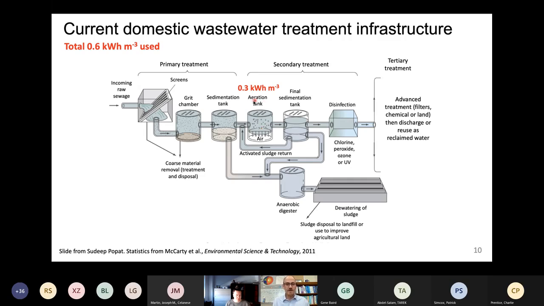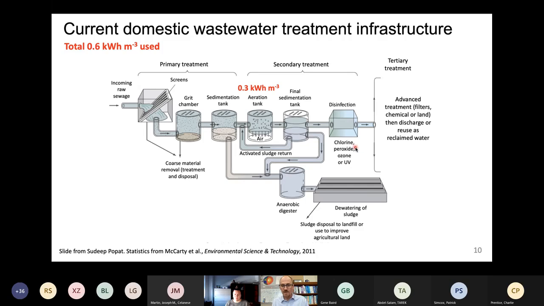So this aeration tank, 0.3 kilowatt hours per meter cubed. So for every meter cubed of wastewater treated, we're using 0.3 kilowatt hours. And the total for the whole plant is 0.6 kilowatt hours per meter cubed to pump it around and to move it through all the other unit processes.